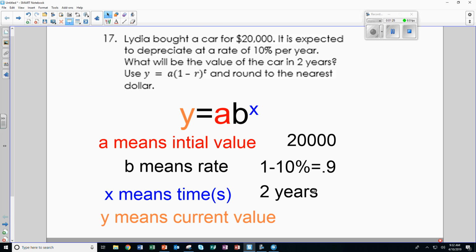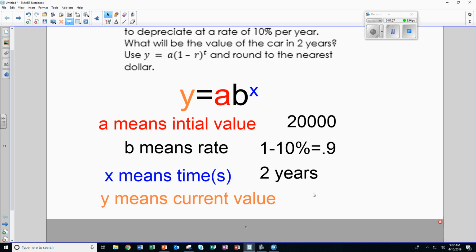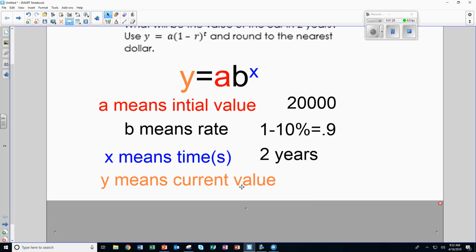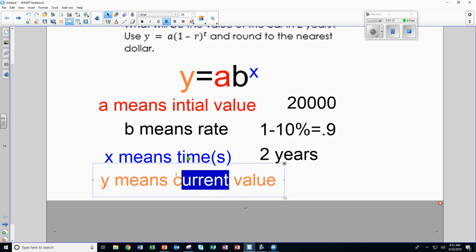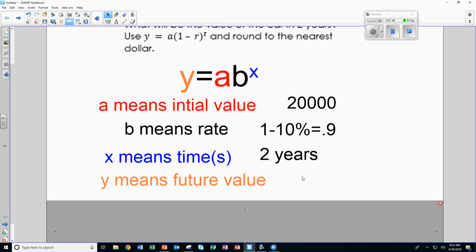So we want to figure out what will be the value. In this case, what will be the future value, not the current value? Because we're taking today's value, the initial value is what we start with, and then we're predicting the future value. So that's what we don't know.